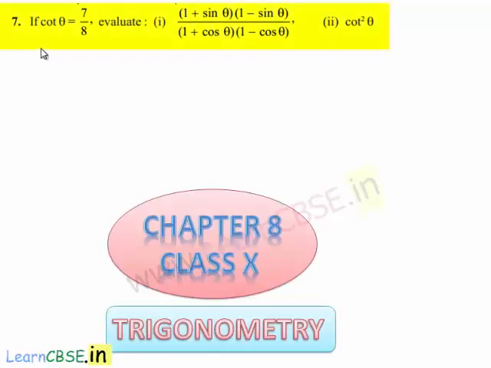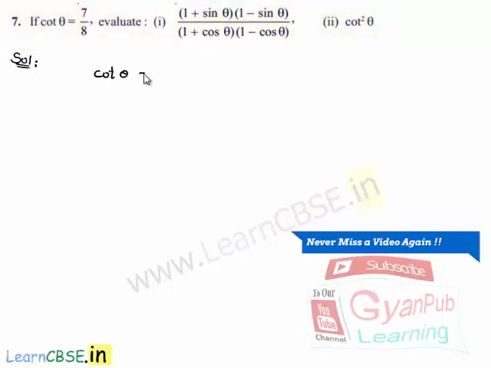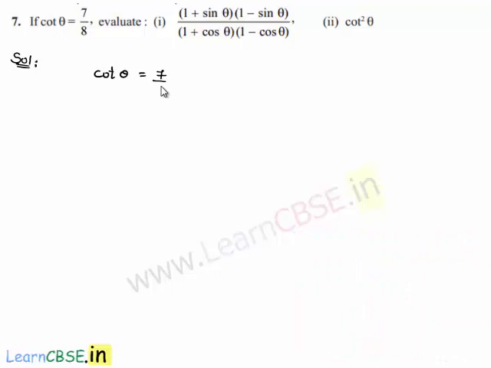Moving on to the seventh problem. If cot theta is equal to 7 by 8, evaluate: first, (1 plus sin theta)(1 minus sin theta) by (1 plus cos theta)(1 minus cos theta); and second, cot square theta. Now moving on to the solution. He has given the value of cot theta, which is equal to 7 by 8.